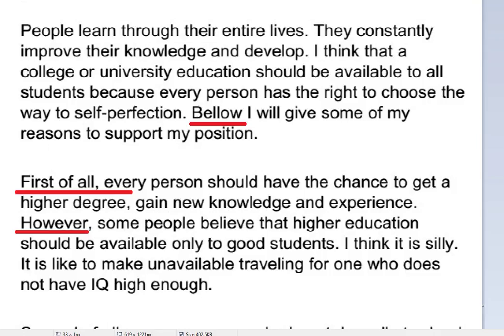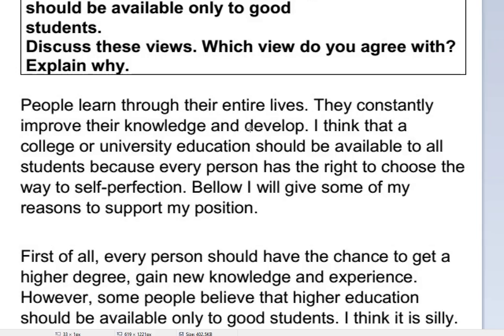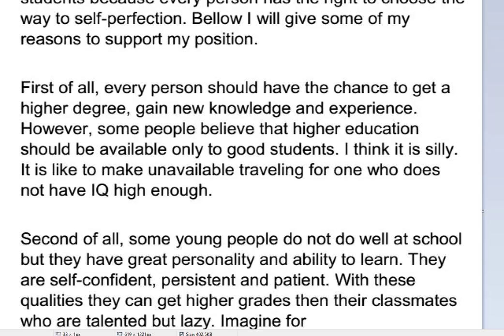Okay, let's have a look at the vocabulary. Let's get rid of these lines. Every person has the right to choose the way to self-perfection. Not improvement, but perfection. Gaining knowledge and experience. I think this is silly. Ooh. Silly is not a word you want to be using in the IELTS writing. It is like to make unavailable traveling.